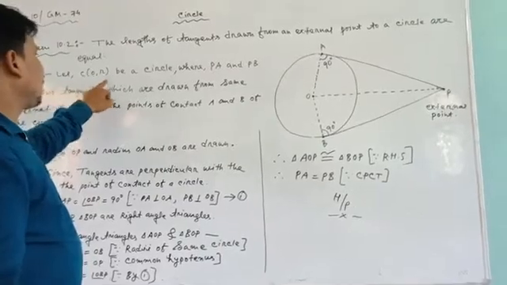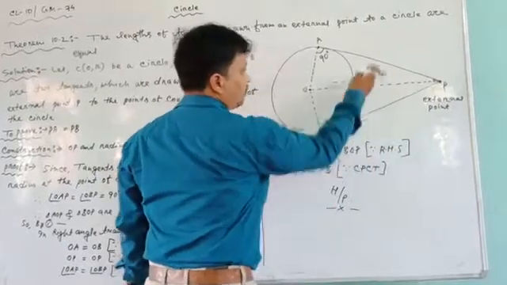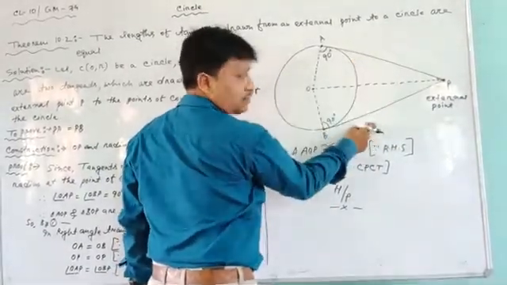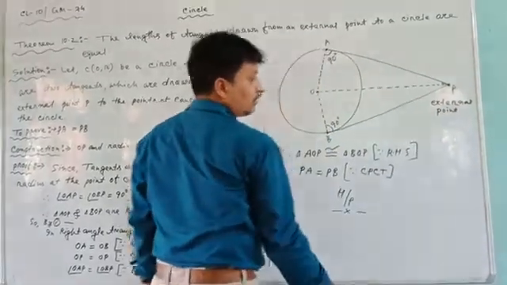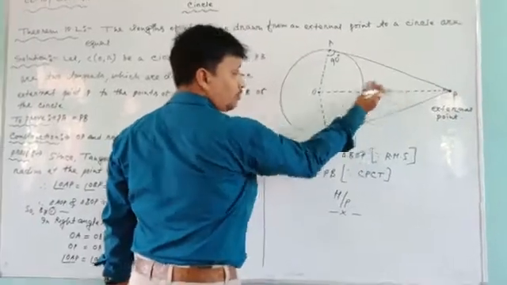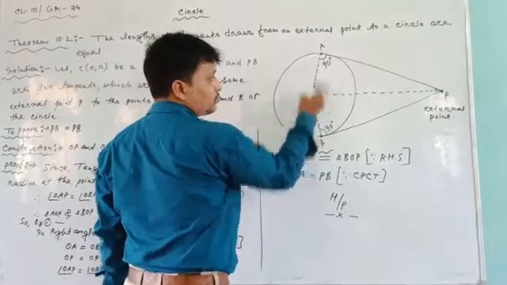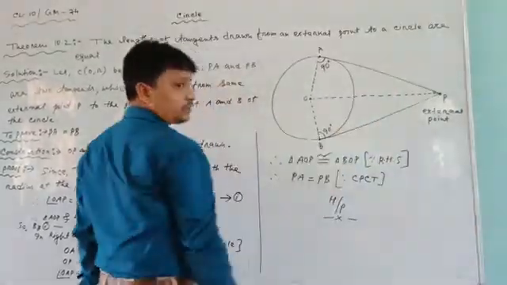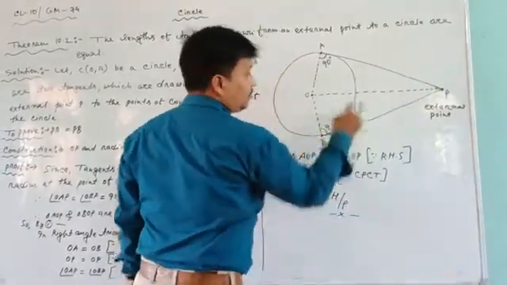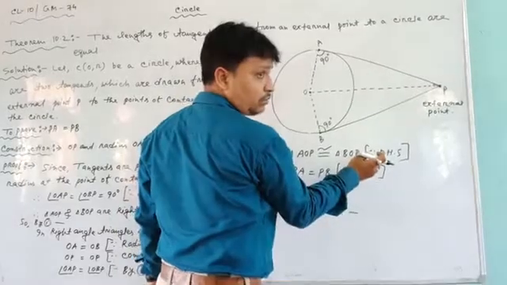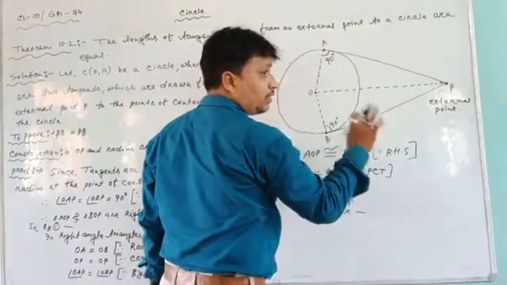So COR be a circle where PA and PB, these two are the tangents, a pair of tangents which are drawn from the same external point. There is written external point. And from this external point, these two tangents are drawn to two different points of contact. These two are the points of contact where we have drawn both the tangents. So now we have to prove PA equal to PB. These two tangents are equal or not. That means we have to prove these two tangents equal.